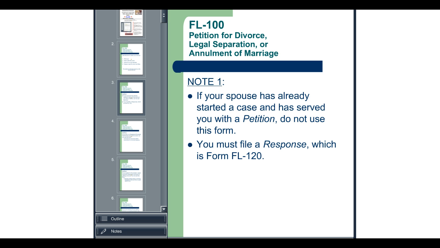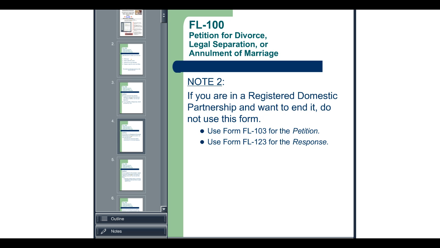If your spouse has already started a case and has served you with a petition, you must file a response, which is Form FL-120. This segment will teach you how to fill out the petition. If you need help filling out a response form FL-120, listen to that segment. If you are in a registered domestic partnership and you want a divorce, legal separation, or annulment, you need to use Form FL-103 for your petition. To respond to those cases in a domestic partnership, use Form FL-123 for your response. Watch the segments on those forms if you are ending a domestic partnership.